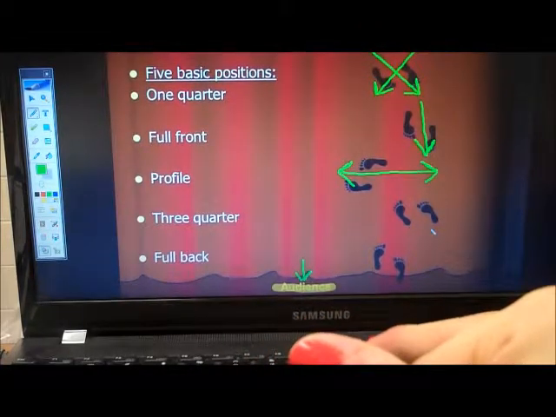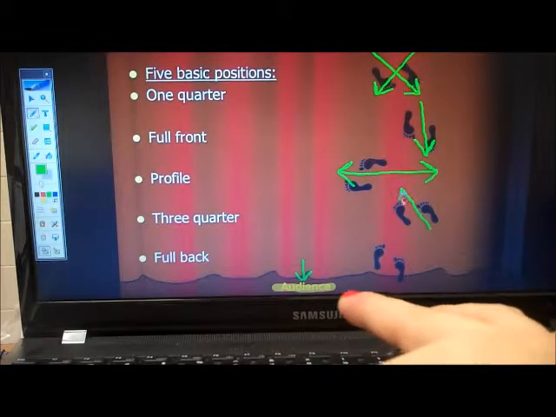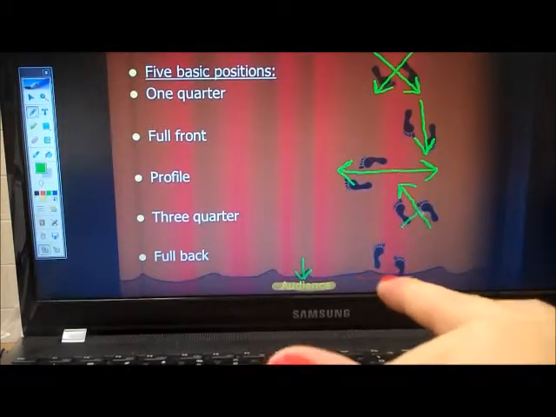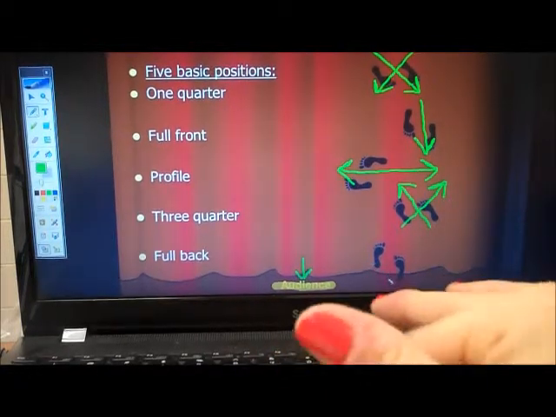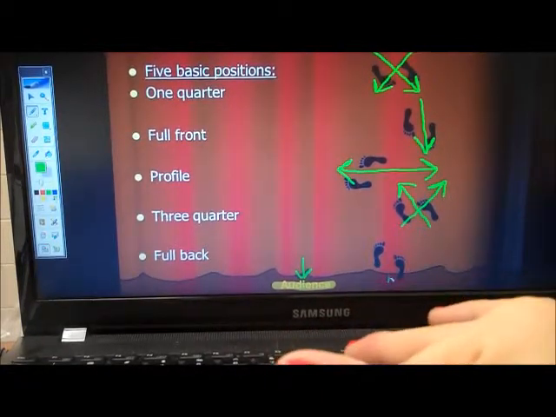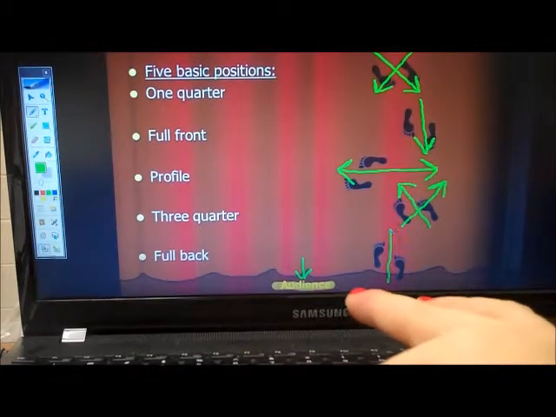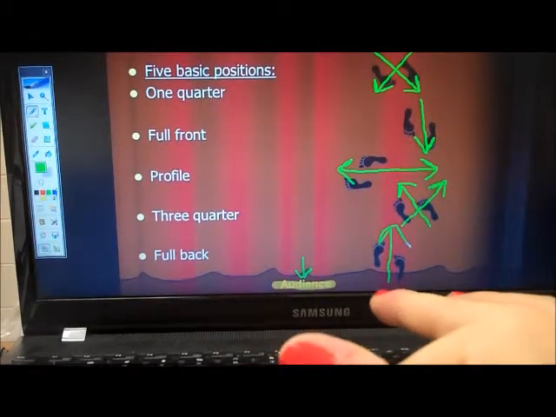3/4, we're starting to face upstage, so you could either be at this angle, or we could be at this angle. But that's the 3/4 position. And then the full back, you are facing all the way upstage, your back is to the audience, and you're facing away from the audience.